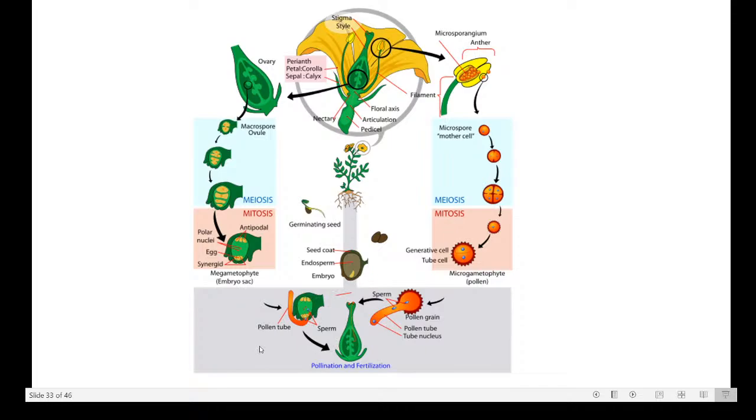This is a pollen tube. It enters into the embryo sac. It helps the sperm cell to go in and produce the new plant. That is the pollen germination and fertilization.